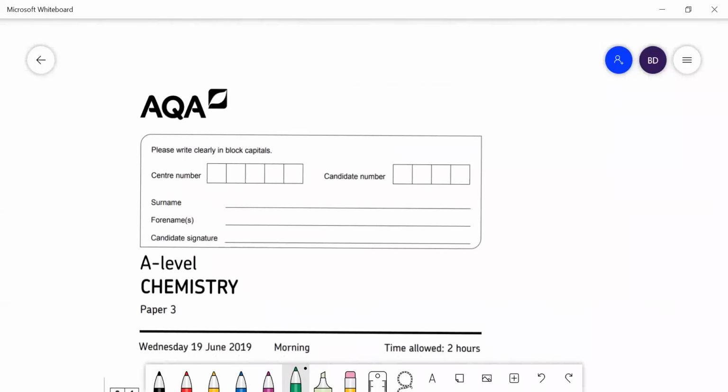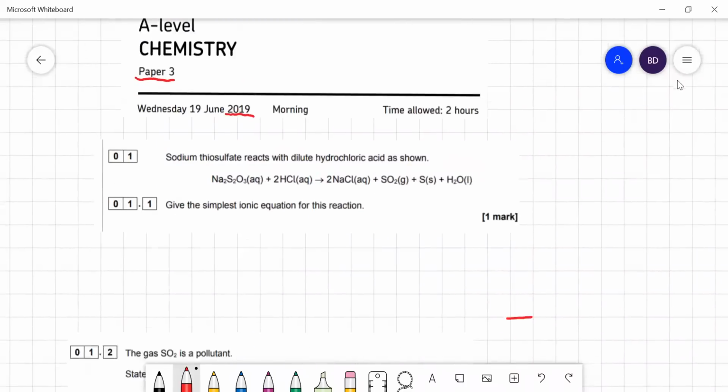Okay, in this video, I'm going to go through the AQA A-level chemistry paper. This is paper 3, the synoptic paper, and it is the 2019 one. I'll do the first half of the paper in this video and the second half in a later one.